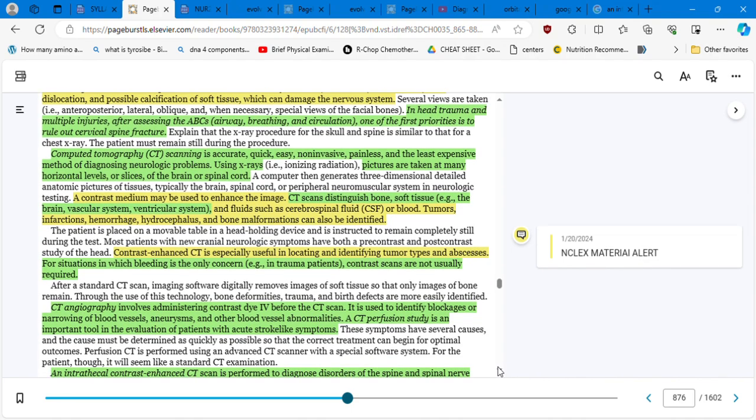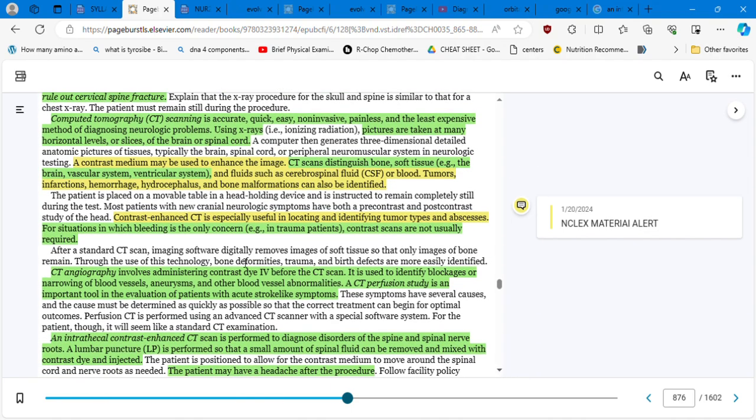So the contrast in a CT is especially useful in locating and identifying tumor types and abscesses. For situations in which bleeding is the only concern, for example, a trauma patient, contrast scans are not usually required, okay? Now, the third type is CT angiography, which involves administering contrast dye IV before the CT scan. It is used to identify blockages or narrowing of blood vessels, aneurysm, and other blood vessel abnormalities. A CT perfusion study is an important tool in the evaluation of patients with acute stroke-like symptoms.